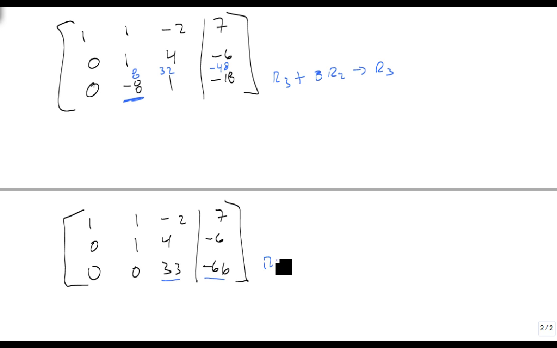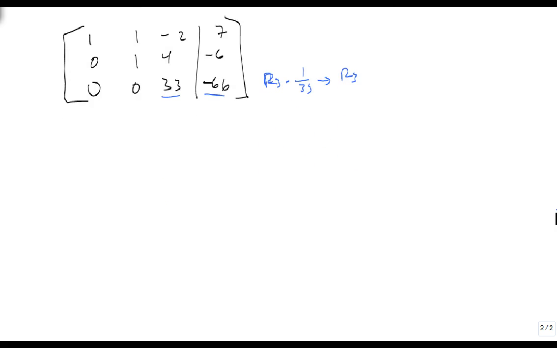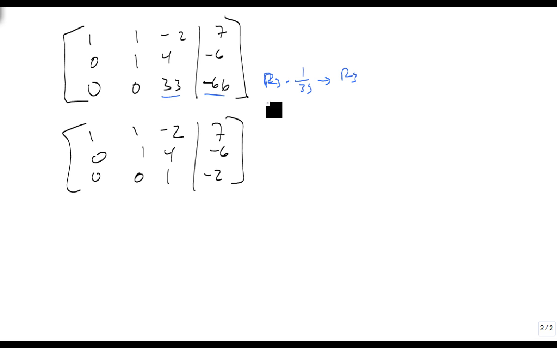We just need to divide. So row 3 times 1 over 33, and we're going to store that in row 3. 1, 1, minus 2, 7, 0, 1, 4, minus 6, 0, 0, 1, minus 2. And if this were Gaussian, the Gaussian stops here. But then Jordan came along and said, hey, why don't we just keep going? What if we go to reduced row echelon form?